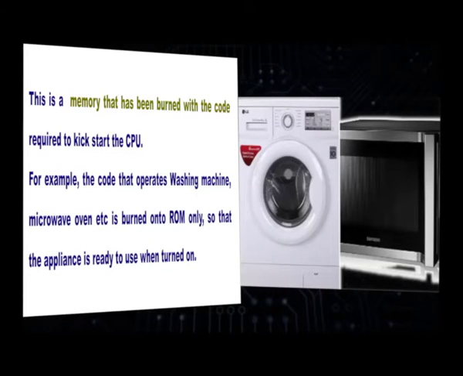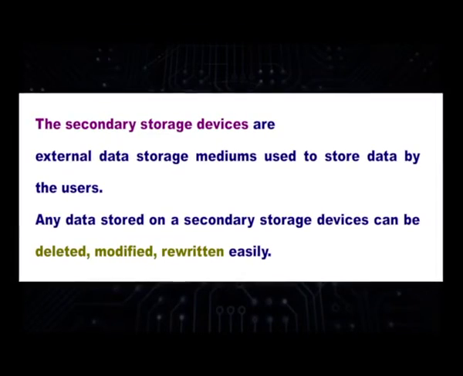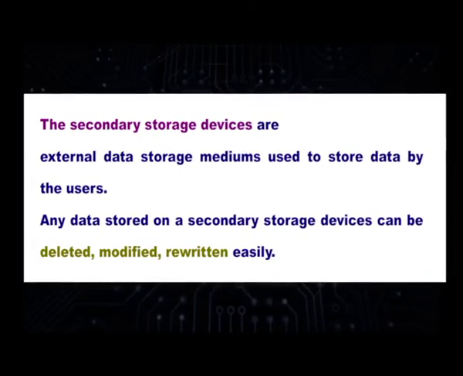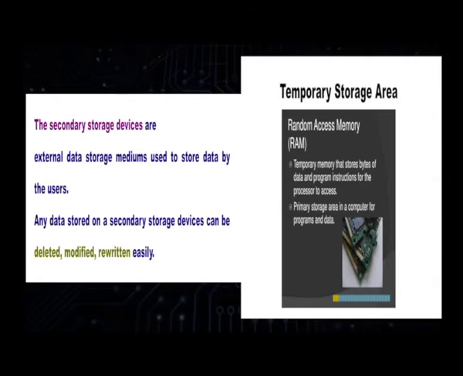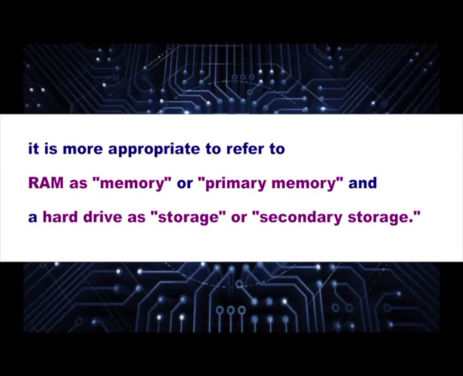For example, the code that operates a washing machine, microwave oven, etc. is burnt onto the ROM only, so that the appliance is ready to use when turned on, whereas secondary storage devices are external storage mediums used to store data by users. Any data on a secondary storage device can be deleted, modified, rewritten easily. It is very common for new computer users to be confused by what parts in the computer are memory. Although both the hard drive and RAM are memory, it is more appropriate to refer to RAM as memory or primary memory and hard drive as storage or secondary storage.